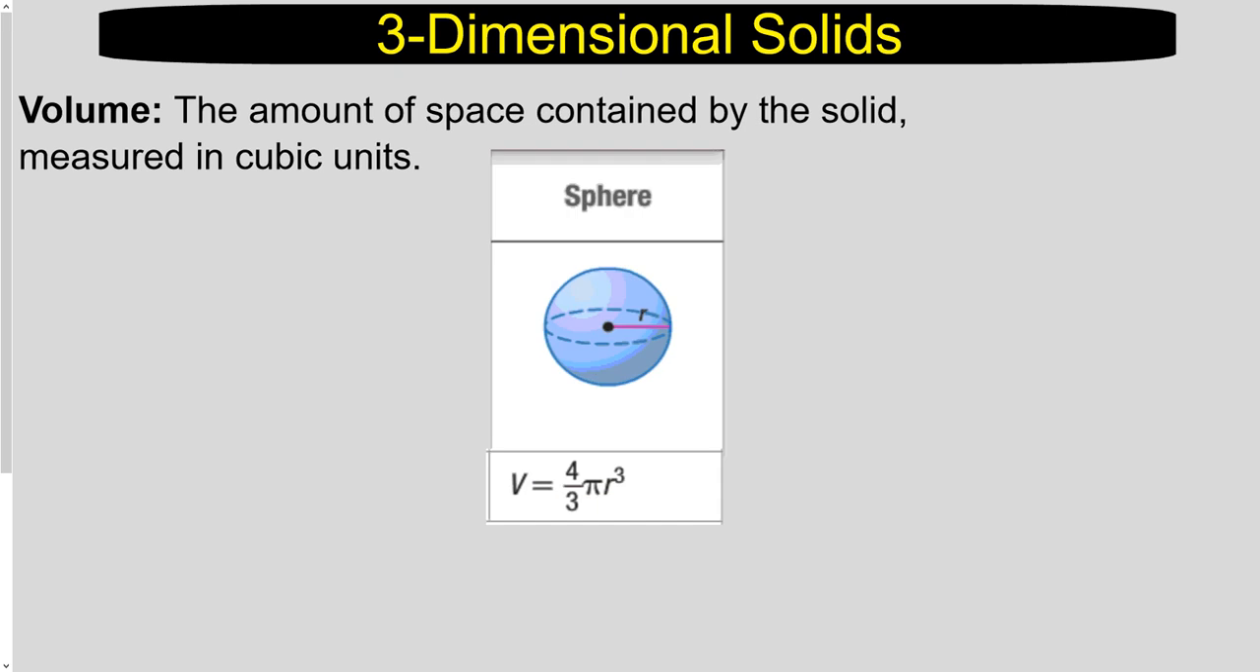And then finally, the amount of space contained by the solid measured in cubic units for a sphere is 4/3 pi r cubed. Again, we will talk more about this one later. The sphere's formulas are probably the most difficult to derive, meaning to see where they come from, but it's not impossible. So the volume of a sphere is 4/3 pi r cubed. It needs to be cubed because we need to have cubic units to represent space.